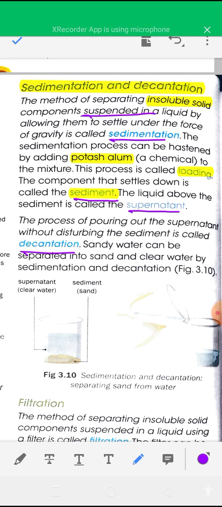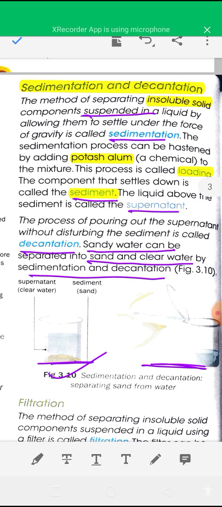Here it is showing, you can see from the picture. This is the decantation method, and this is sedimentation. What is decantation? The process of pouring out the supernatant without disturbing the sediment is called decantation. Using this method, you can separate sand from water. Sandy water can be separated into sand and clear water by sedimentation and decantation.